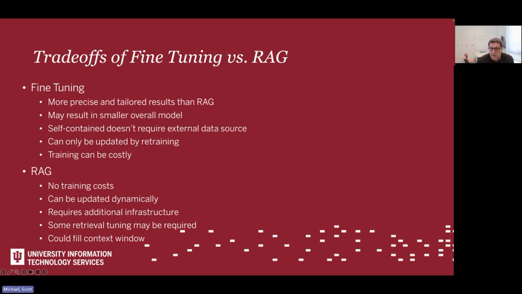For RAG, there is no real training cost. You're just using a model that's already been trained. You can update the sort of results that you're going to get by simply updating that data store and providing either a different or more context. However, that data store is another piece of sort of infrastructure that's required, and you need to tune it separately from tuning the model, so that the search and retrieval is producing the type of context and results that you would want to see.